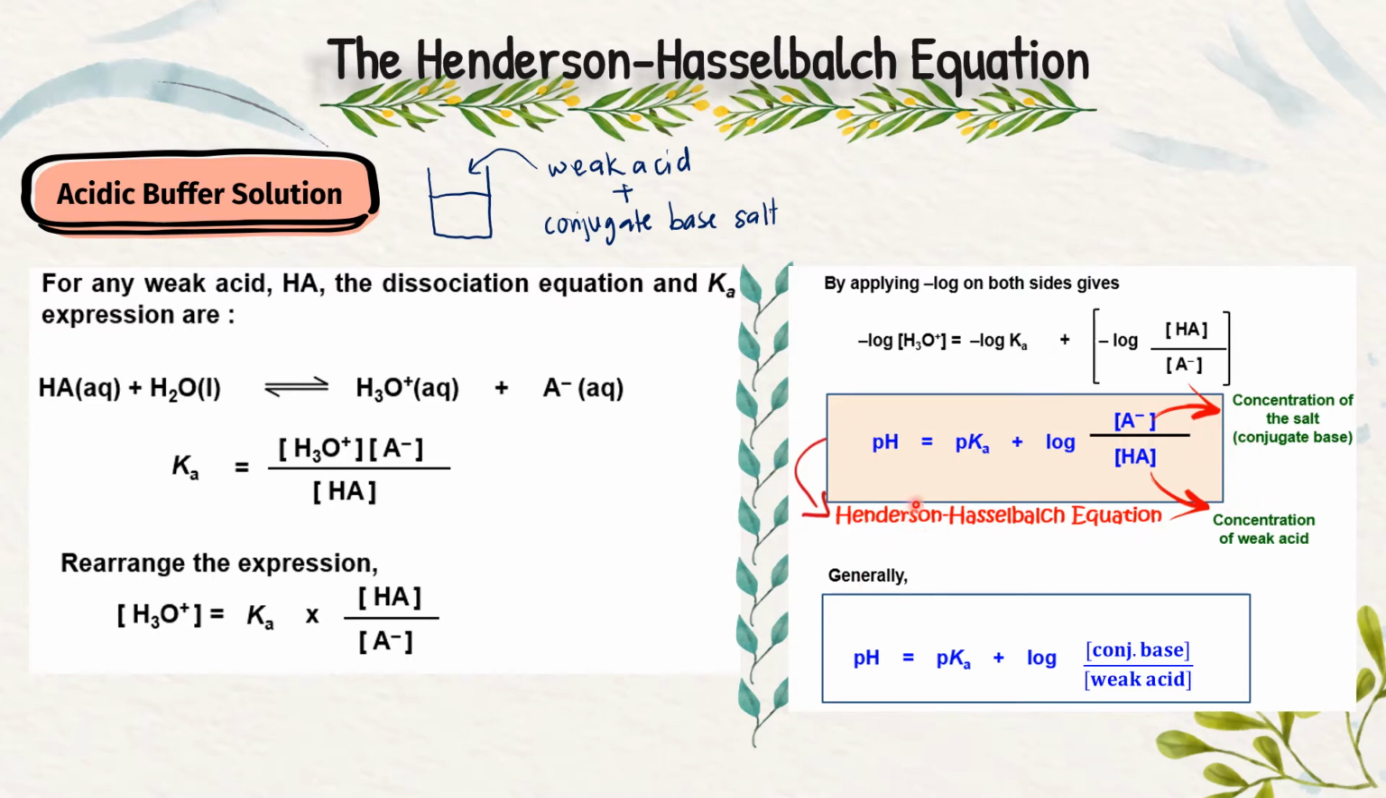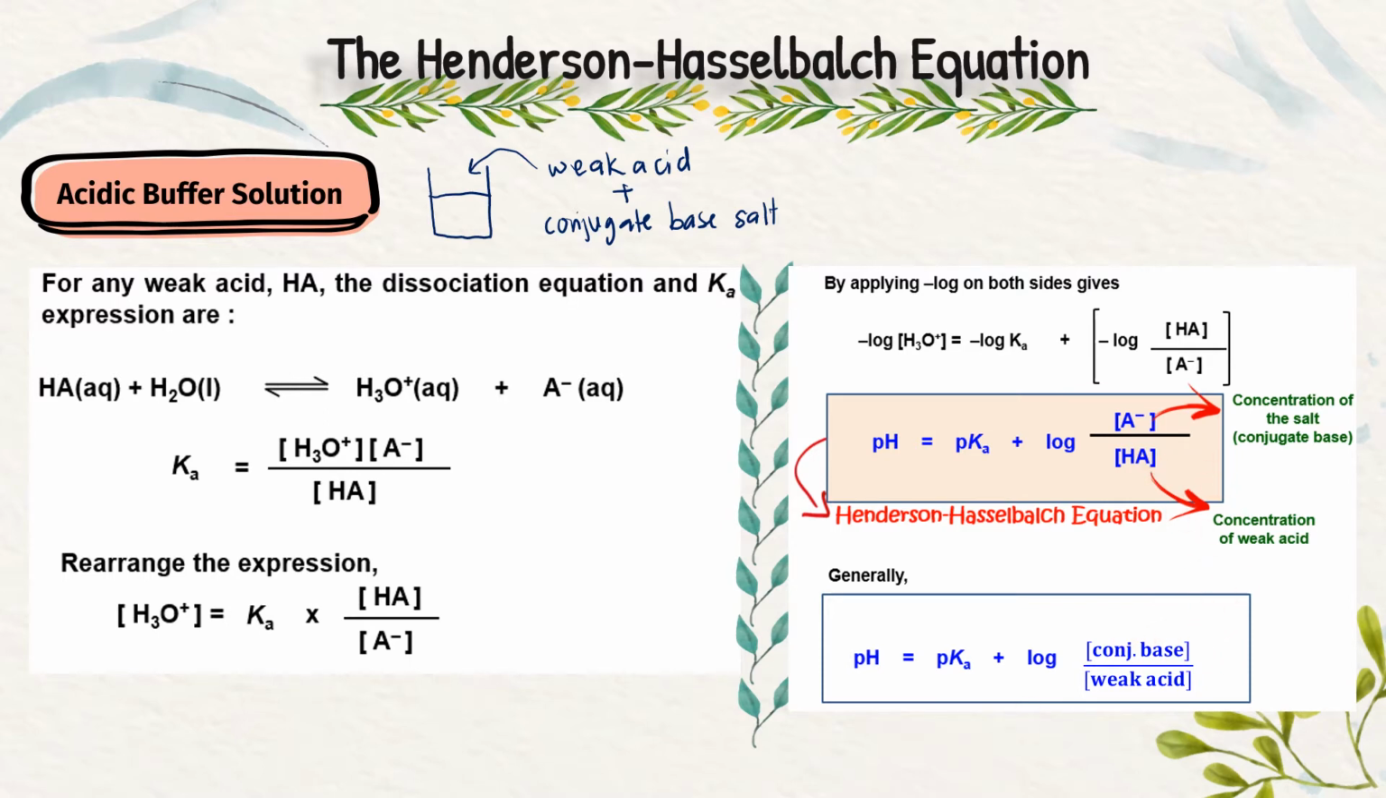Yang mana kita letak negative log H+, kita dapat pH. So the Henderson-Hasselbalch equation for the acidic buffer solution is pH equals pKa plus log concentration of A- over concentration of HA. Yang mana A- is the concentration of the salt or the conjugate base, and concentration of HA dekat sini adalah concentration of the weak acid. Generally, inilah kita punya equation.